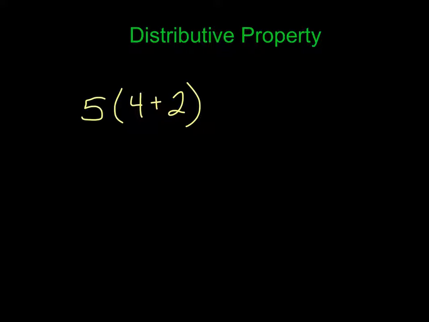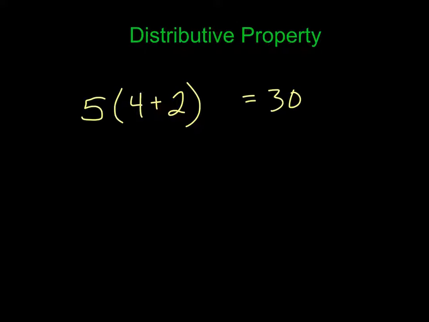Now we know from our lesson on order of operations, if we had this problem here, I would do the parentheses first. 4 plus 2 would give me 6, and then I would times that by 5, 6 times 5, and so I know this equals 30. However, there are going to be times where we come across problems where we can use the distributive property to solve a problem or to make it easier.